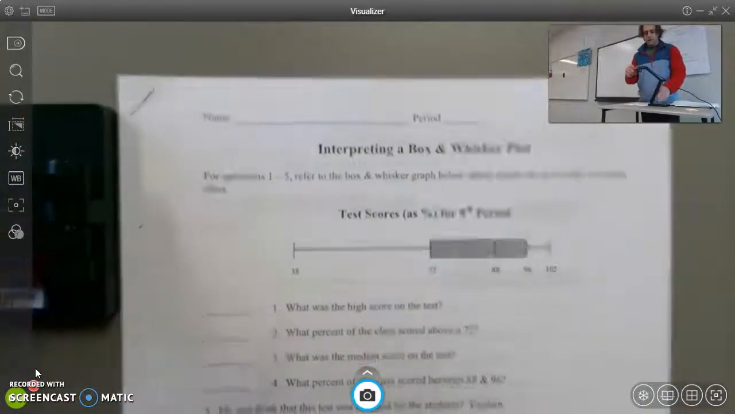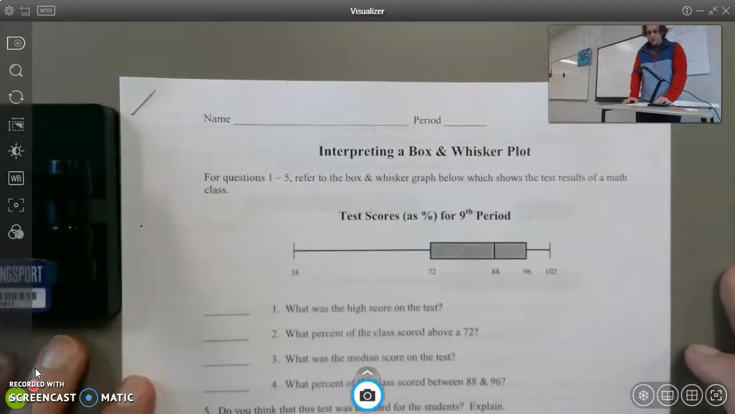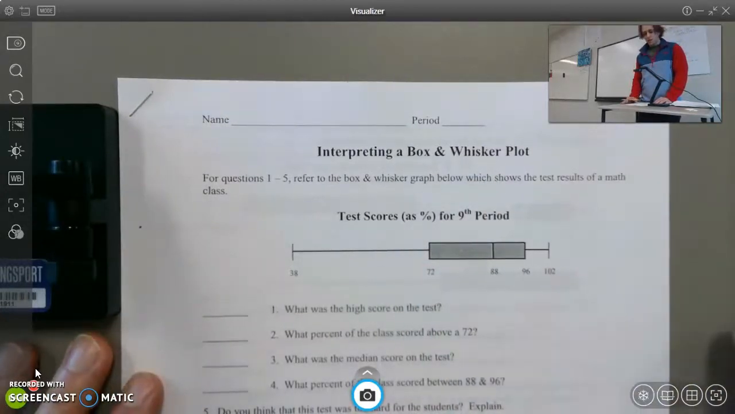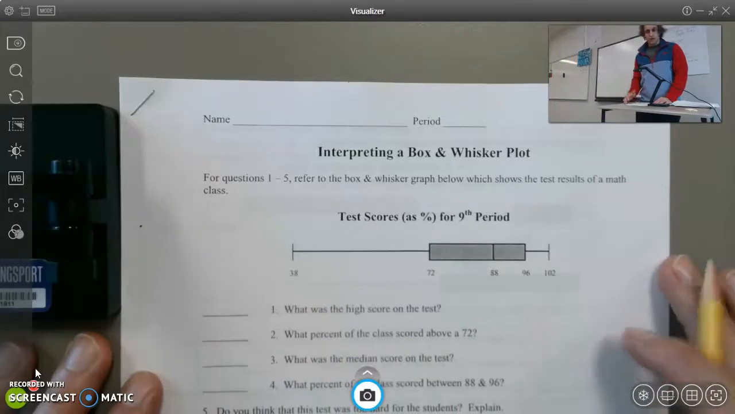I have been tasked with talking to you about interpreting box and whisker plots. So we will be reading and interpreting these box and whisker plots and talking more about them. At this point, you should know how to create one. Now we will look more deeply into what they mean.